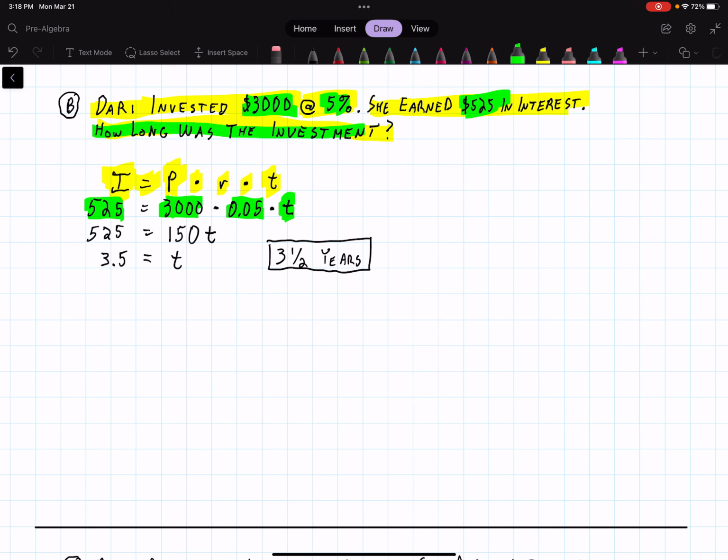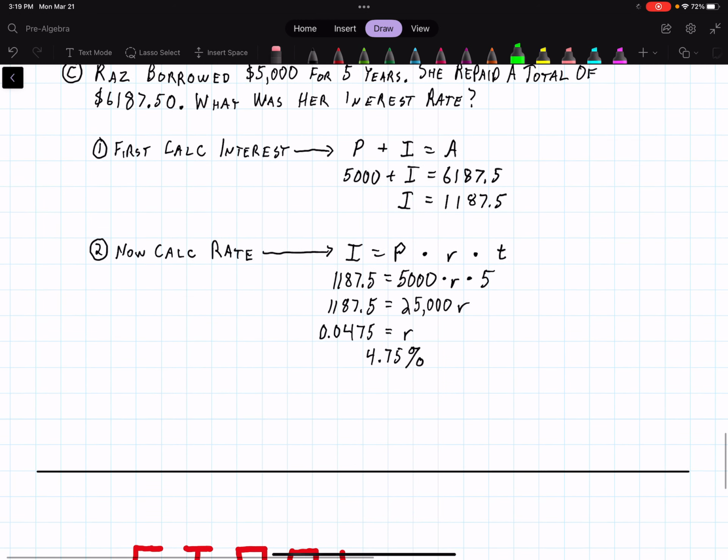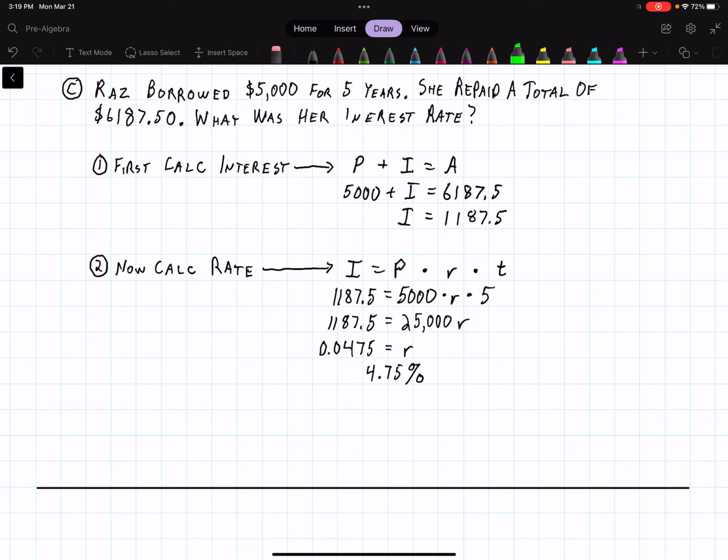So when you do all that math on the right-hand side, you get 150T equals 525. Divide both sides by a whopping 150, and you get 3.5. So Dari invested her money, $3,000, for 3.5 years. She was paid back her original investment of $3,000 plus $525. So she got back at the end of 3.5 years $3,525.